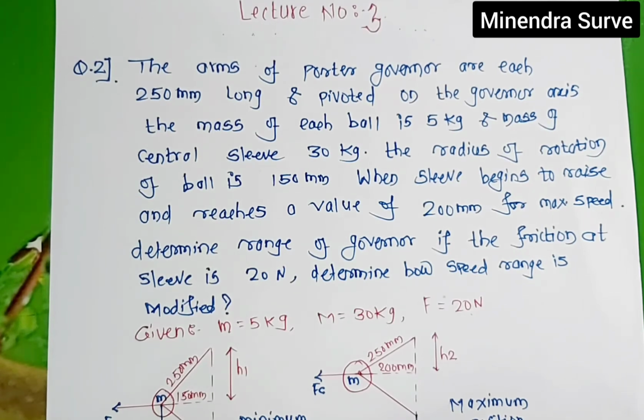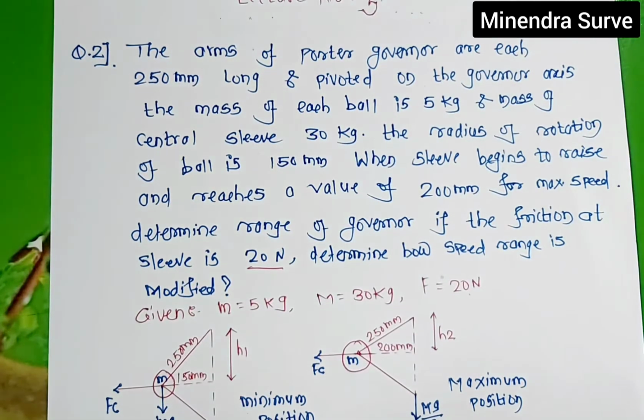In this problem, the friction at the sleeve is given as 20 Newton and we have to consider that friction. Determine how the speed range is modified. We first find the range of speed without consideration of friction, then we consider friction and again calculate the range of speed, and that is the modified range of speed. According to the given data, the mass of each ball is 5 kg, the mass of the central sleeve is 30 kg, and the frictional force on the sleeve is 20 Newton.